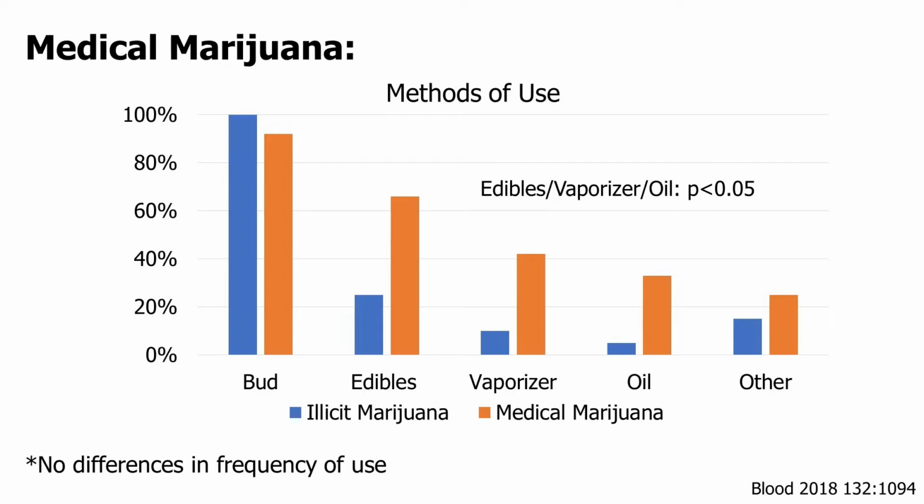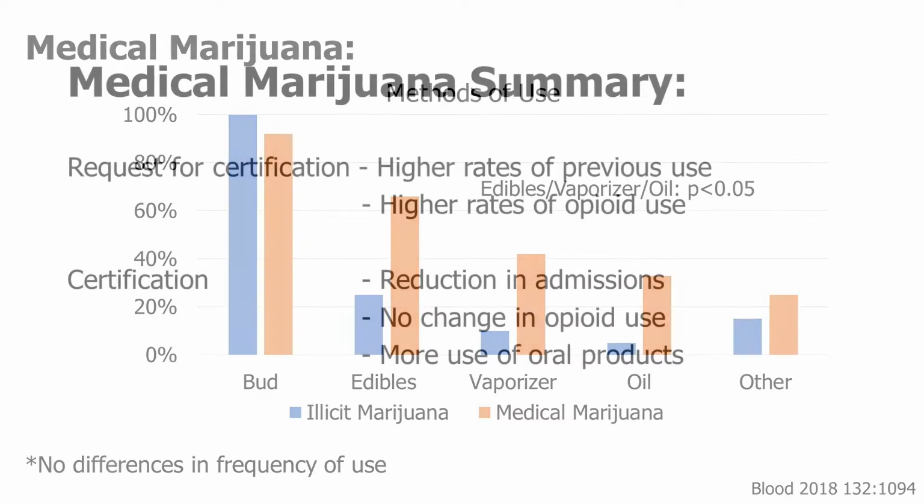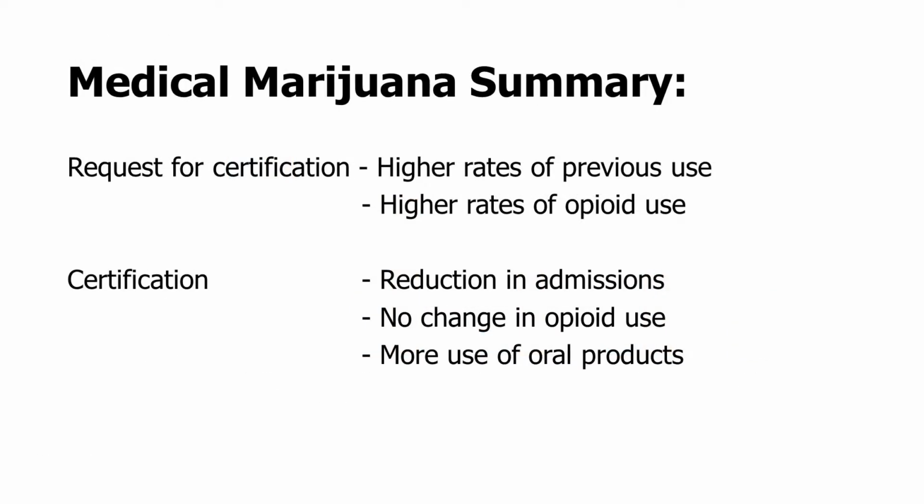So, in summary, at our center, we found that those that request certification for medical marijuana were very likely to already be marijuana users and had higher rates of opioid use than people that didn't request medical marijuana. And we found that certification and accessing medical marijuana was associated with a reduction in admissions, no change in opioid use, but a higher rate of use of oral products.